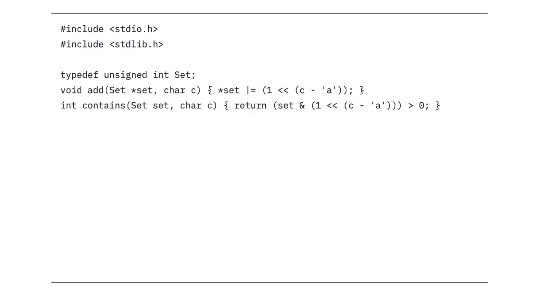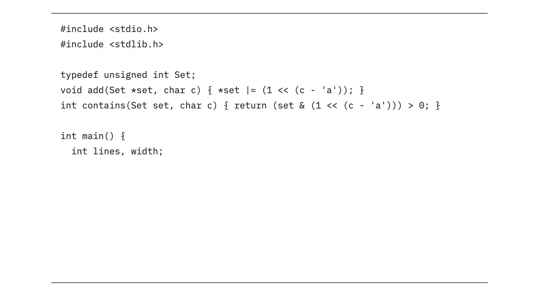Similarly, here we define how to check whether a character is in a set. We find the character's offset from A, left shift 1 this many positions, perform the bitwise AND operation on the value in the set, and check whether the result is greater than 0. And that's it. Now we're ready to use sets.